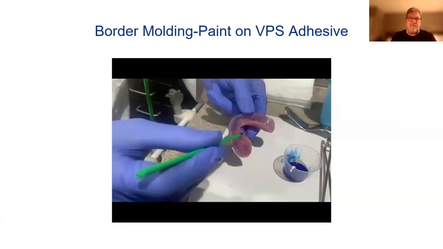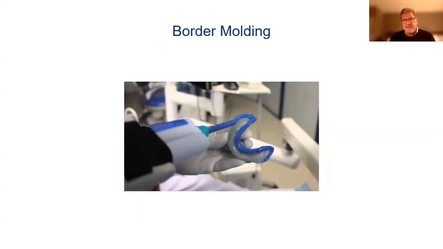So when we're border molding, first thing we're going to do is border mold. We're going to paint on the adhesive if you're using polyvinyl material, which I like the best, the VPS, vinyl polysiloxane. Paint that border area with the adhesive. Apply the monophase or heavy body material to the borders, put it in the patient's mouth, and have them move their cheeks to capture all the musculature. Once that material sets up, take it out of the mouth, paint more adhesive on the rest of the areas, and come into the mouth again with either light body or medium body PVS. This is showing the border molding of a custom tray.